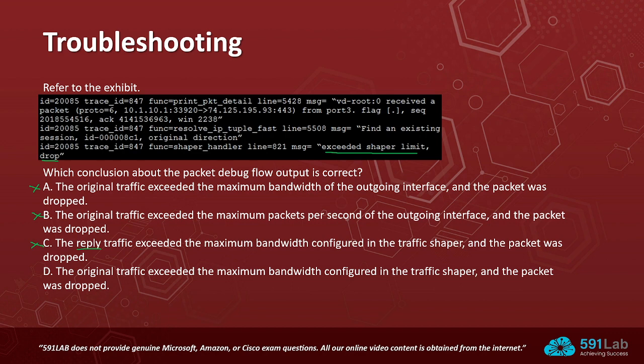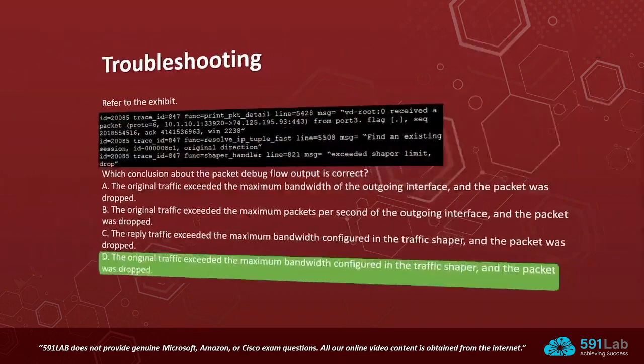the next one is, the original traffic exceeded the maximum bandwidth configured in the traffic shaper and the packet was dropped. So this one makes sense because, as you can see, the traffic shaper is mentioned there and it says that the packet was dropped. If we take a look at the message that we receive in the picture, this one says the same. So our answer is letter D.